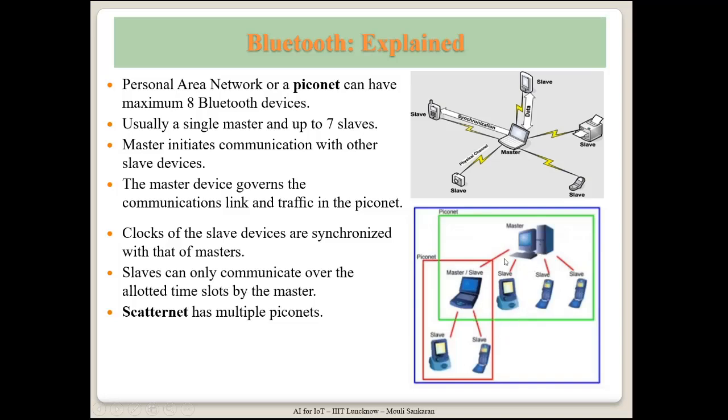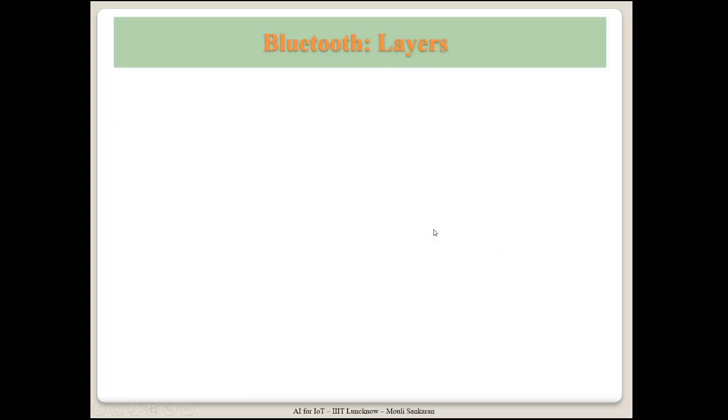Now another beauty is they need not be in one network only, like a piconet. You can sign up with a different piconet, and a device can be a slave on one network and a master on another network, and they can communicate. That is called a scatternet. So devices can be on multiple piconets. These are the things you should know about Bluetooth.